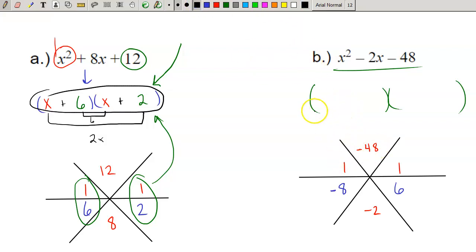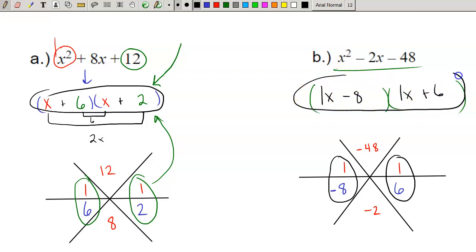And then if I want to get my parentheses up here, I'm going to take these two columns that I just drew, and I can say that this is going to be 1x minus 8 and 1x plus 6. If you still wanted to check your answer, or if you were still unsure, you could then just multiply that out. But again, you should get the very first problem that we started with.